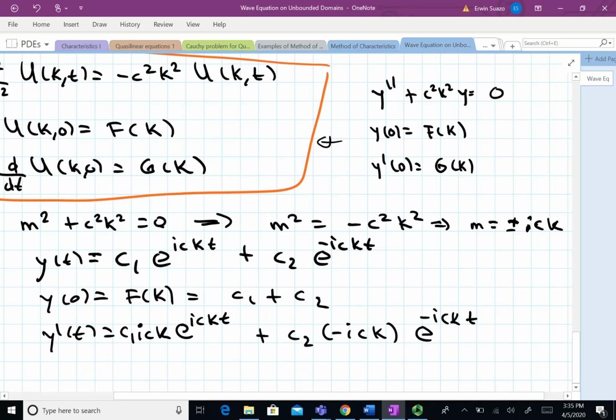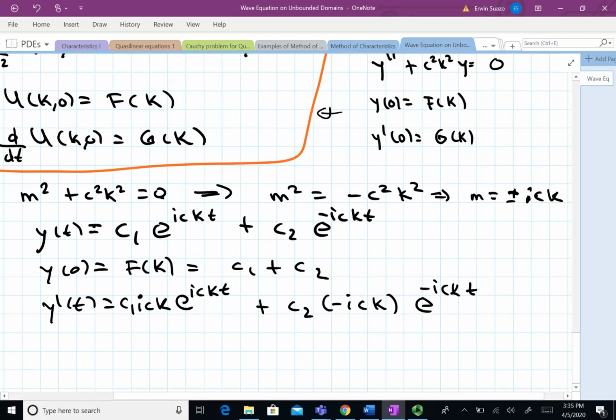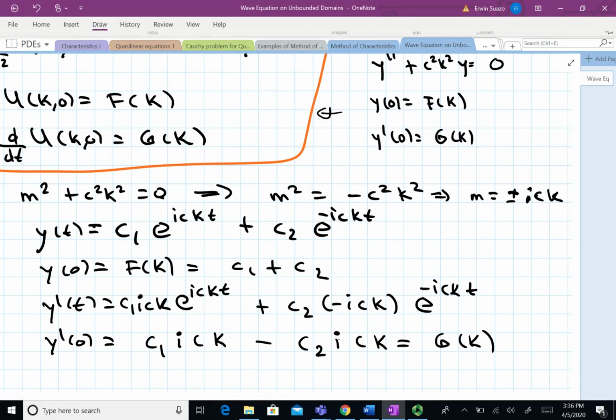Then you have to plug in at 0. When you plug in at 0, y prime of 0, the exponentials are gone, so you get C1 ick minus C2 ick equals g of k. So we have to solve that system. We need to find what C1 and C2 are.